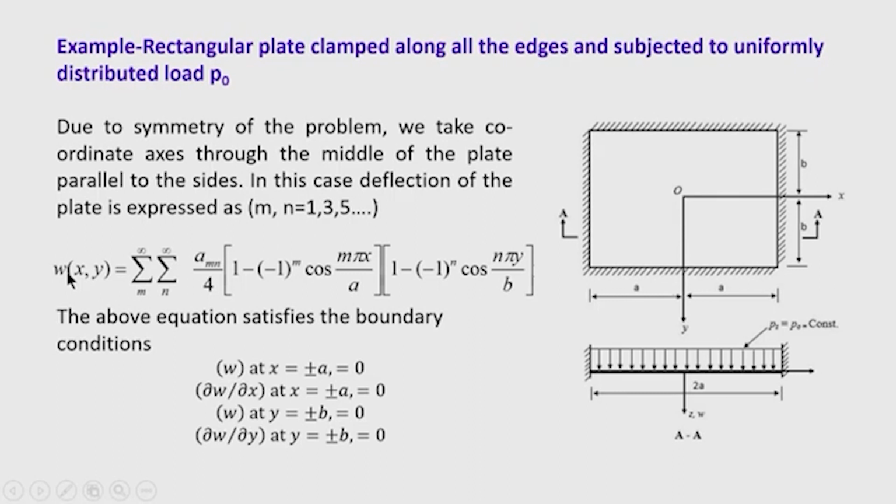The justification you have understood: this function satisfies the boundary conditions, the slope and deflection boundary conditions, at the edges. Now, the edge is located by the distance plus a or minus a, or plus b or minus b. Okay. So, these conditions are listed here and the plate is subjected to a uniformly distributed load.